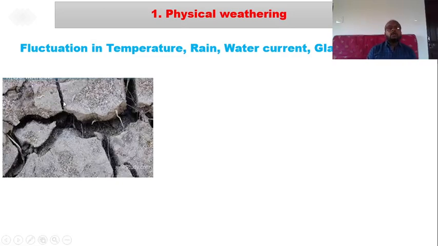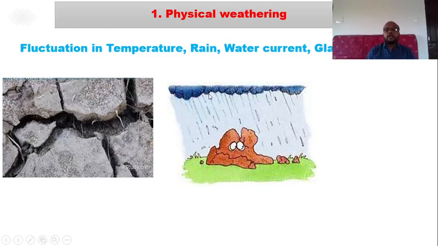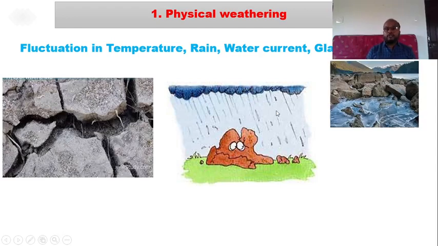The second one is rain. The rain is also responsible for disintegration of the rock. When there is heavy rainfall, the larger rock is broken down into smaller rock. That means rain also plays an important role as a physical agent of weathering. Next one is the water current. Particularly the tidal movement along the coastal side also disintegrates or erodes the margin or coastal region of the sea surface, and due to the water current weathering of the rock also takes place.